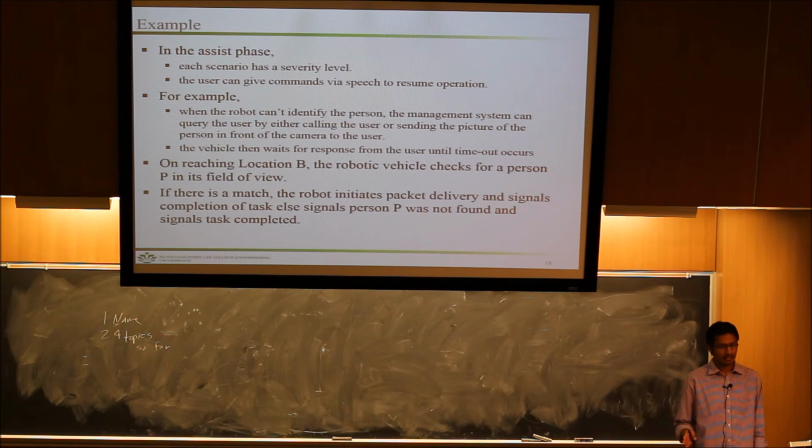Once it reaches the final destination, location B, say, it checks for the person in the field of view. If there's a match, it signals the package delivery. If not, it still signals task completed because it did finish 50% of the task. It's something you can change on the fly. But it does say the person wasn't found.